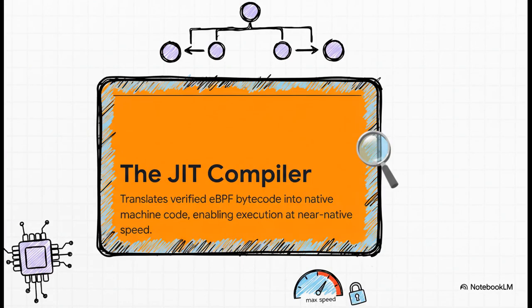So once the code has been proven to be safe, it gets handed off to the second gatekeeper, the just-in-time or JIT compiler. This is all about raw performance. The JIT takes that generic, portable bytecode and, right before it needs to run, translates it into the lightning-fast machine code that's native to the actual CPU it's running on. This completely gets rid of any performance overhead from interpretation, and it allows eBPF programs to run at pretty much the same speed as the kernel itself.